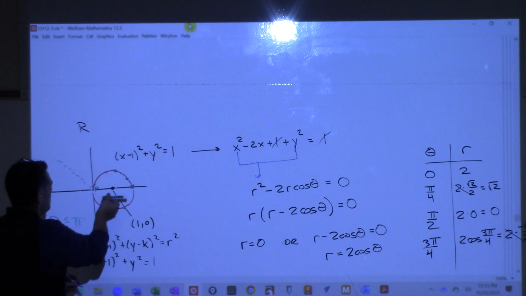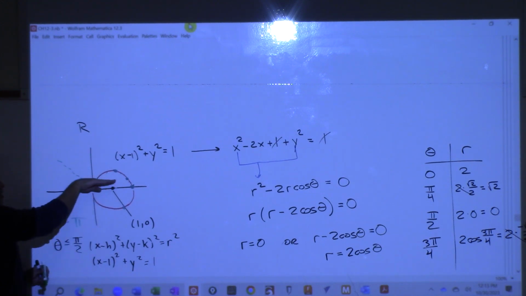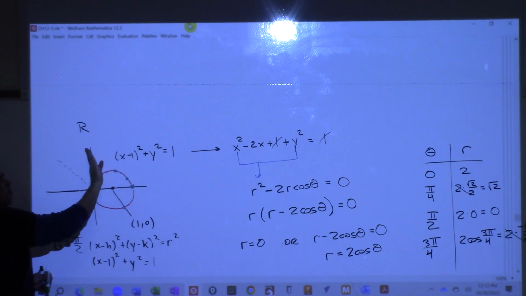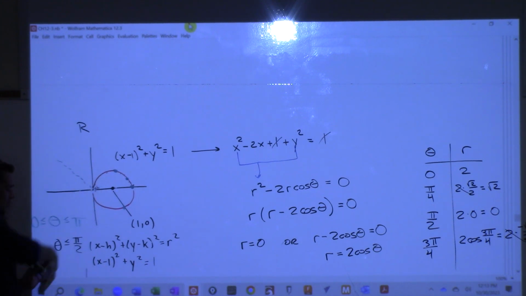Remember pi over 2 was when we were straight up and we said don't go anywhere? Instead of going from 0 all the way to pi, we could have stopped at pi over 2, but then we also would have wanted to go backwards. And so go not to 0, but to negative pi over 2.